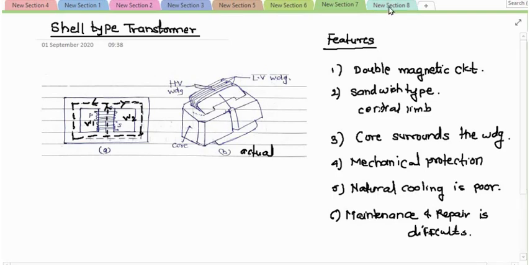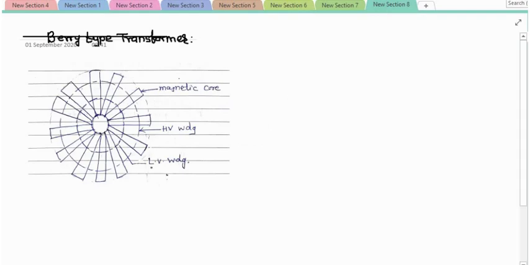Then the third type of transformer is nothing but the Berry type of transformer. The figure shows the schematic diagram of the Berry type of transformer. In this type of transformer, it has a distributed magnetic circuit. That is, the number of independent magnetic circuits is more than 2. In the core type of transformer, the magnetic circuit is 1. In the shell type of transformer, it is a double magnetic circuit. In the Berry type of transformer, magnetic circuits are more than 2.